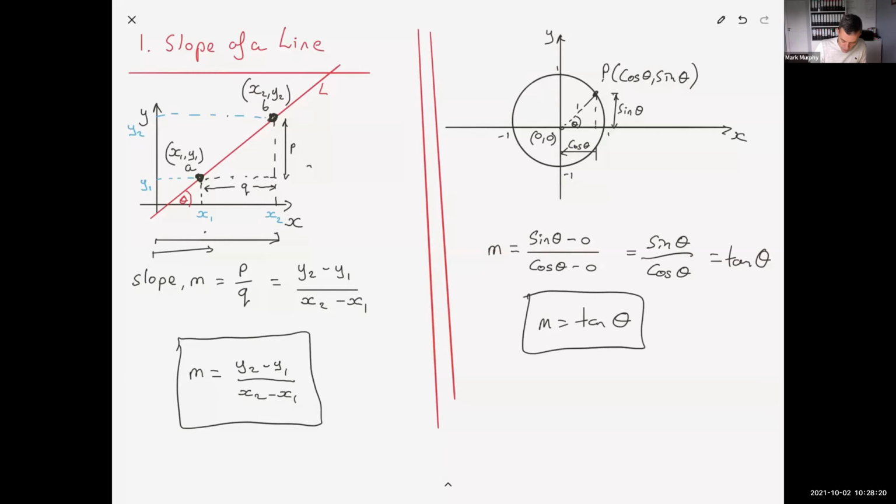Or you can just do it inversely. You can say theta is equal to the inverse tan of m. That's not as important to know. So the first one is. That's the slope of a line.